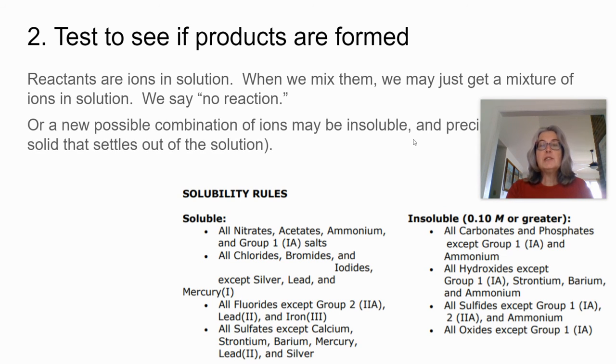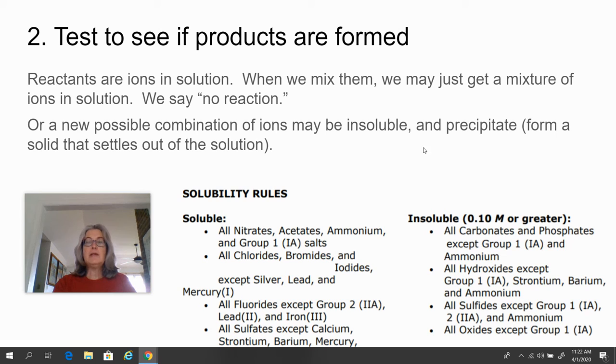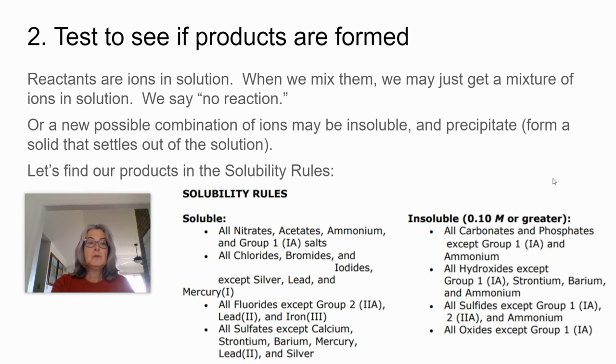But if one possible new combination of the four ions is insoluble, it will form a solid right out of that solution. We call that a precipitate. And then we have a separate product that has formed, so we say that that reaction does go, that does make a product. And we're just going to apply the solubility rules from the reference tables to the potential products that we wrote and see if one or the other of them is insoluble.